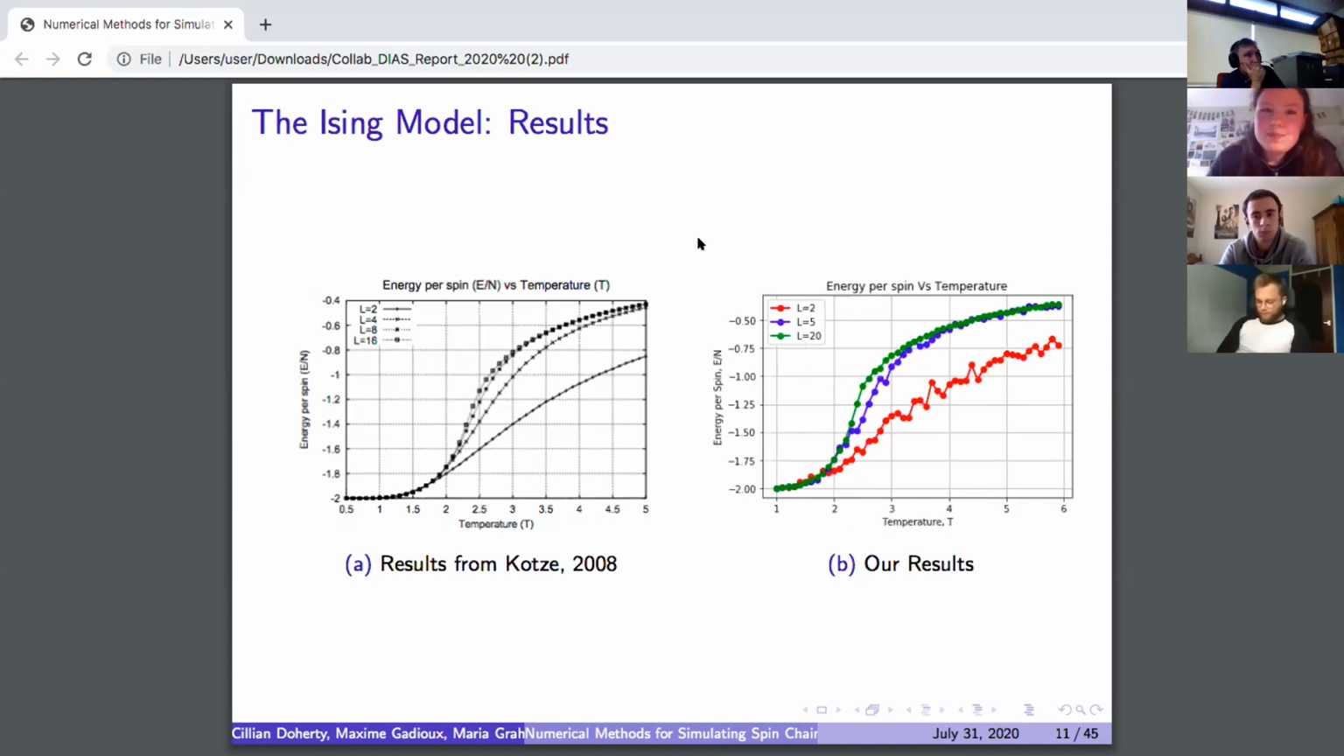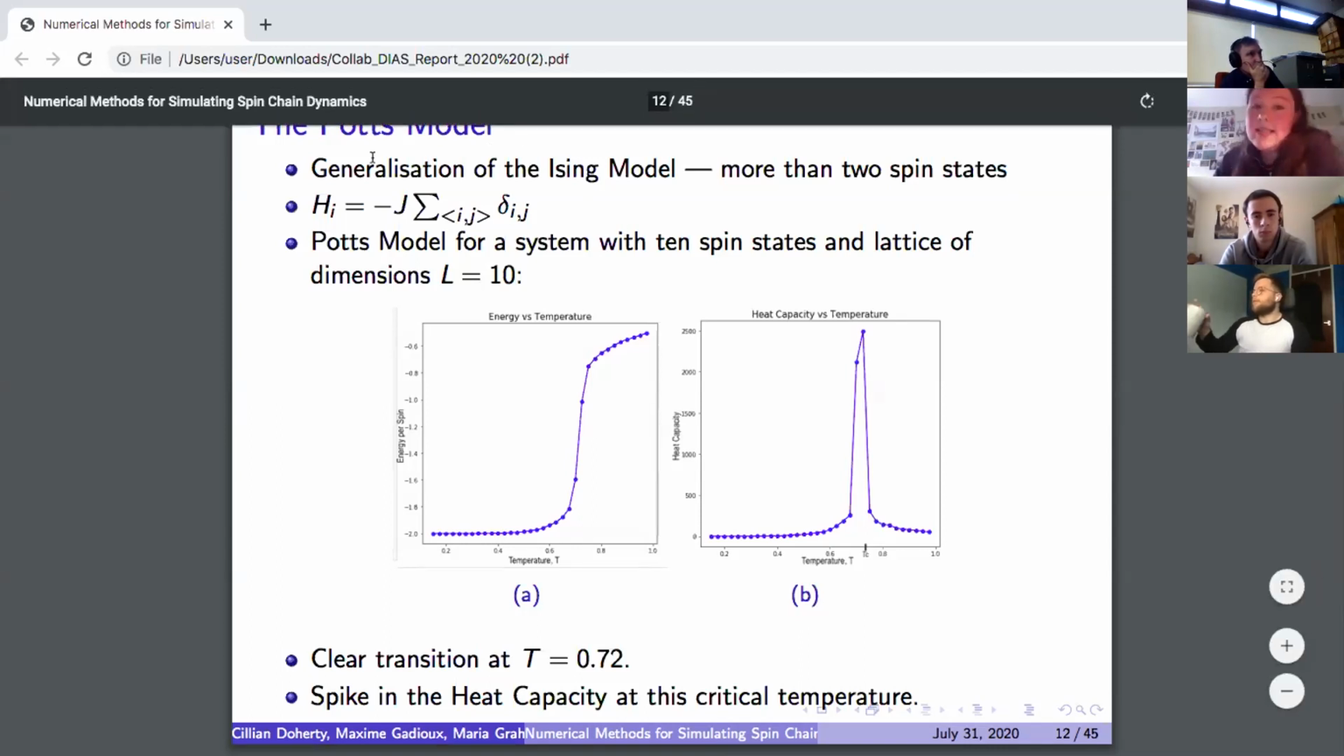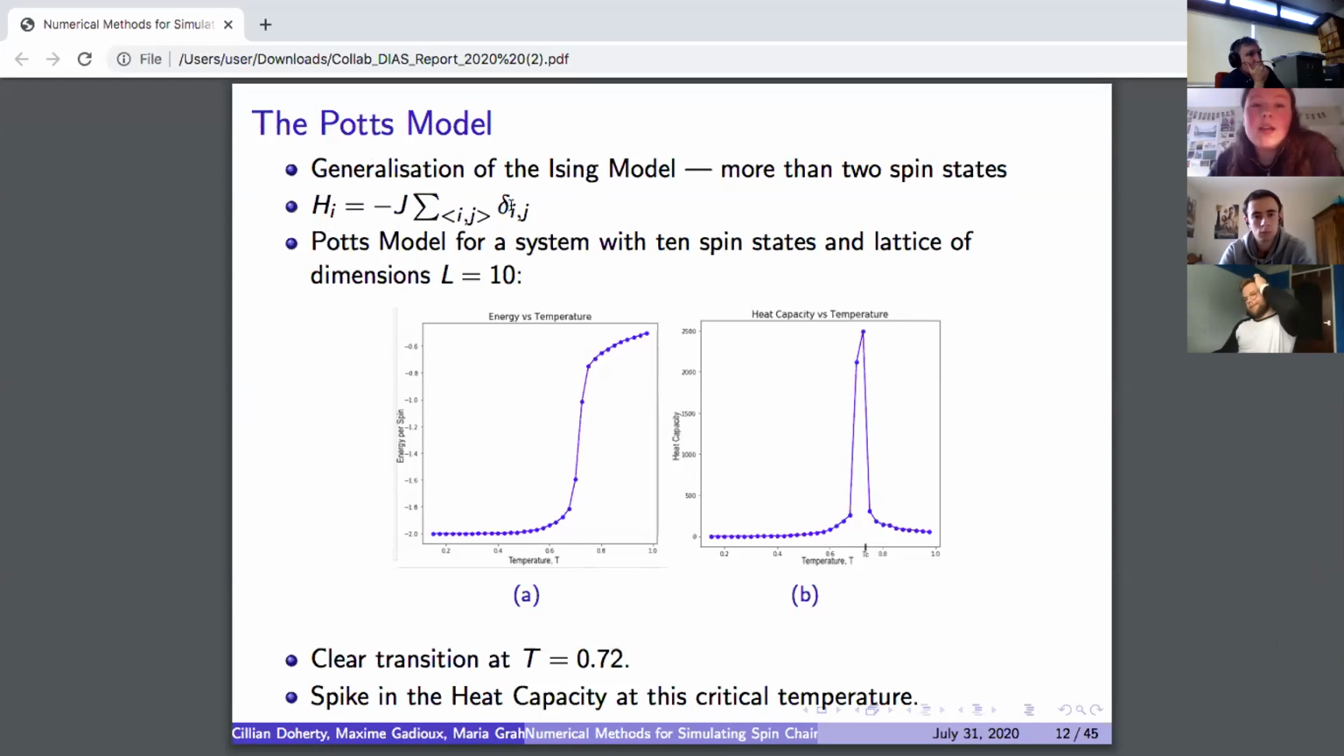And then furthering on from this, the Ising model has its limitations as it only allows 2 spin states, the up and the down, but this can be generalized to an arbitrary number of spin states in the Potts model, where the only difference is that the energy is defined by the Kronecker delta of the 2 spin states i, j. So if the sites i and j have the same spin, it will equal 1. If not, it will equal 0.